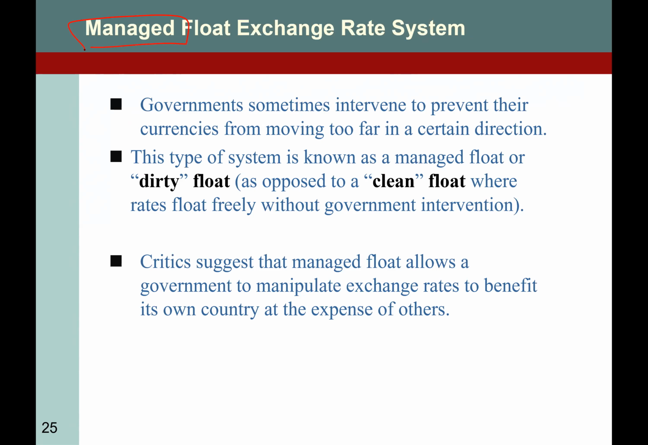In a free floating system, although we cope with the unemployment and inflation issues, still, if we are already having high inflation and high unemployment, then our country will be adversely affected by this free floating exchange rate system. So what is the managed exchange rate system, in which the government is involved? Governments sometimes intervene to prevent their currencies from moving too far.